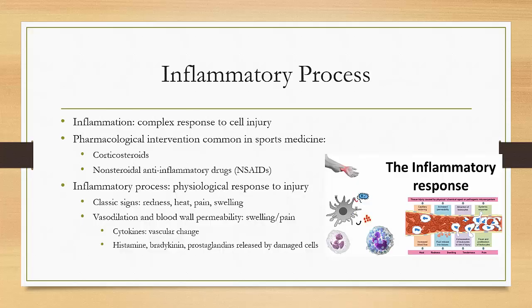Vascular changes account for the familiar clinical signs of inflammation, including redness, heat, pain, and swelling. Vasodilation and increased blood vessel wall permeability are the most consistent vascular responses. Vasodilation accumulates as an increase in blood vessel flow or hyperemia, producing redness and heat. An increase in the permeability of the vascular endothelium allows exudate of plasma, producing swelling and pain.